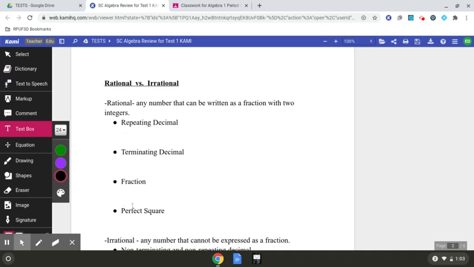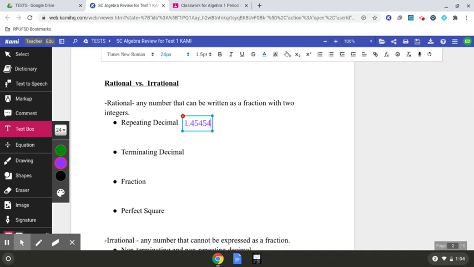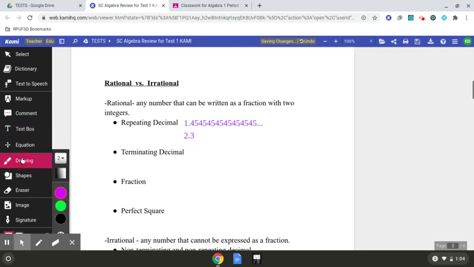So I have broken them into 4 categories, which I think is a good summary here. The first one is a repeating decimal. So something is rational if it's repeating. So the number could look like 1.45454545... to show that it continues to go on. But the 4 and the 5 are continuously repeating, so that's rational. Another way to write this would be 2.3, and then you could draw a bar over that 3, and that would tell us that it's repeating. So those are both rational repeating decimals.